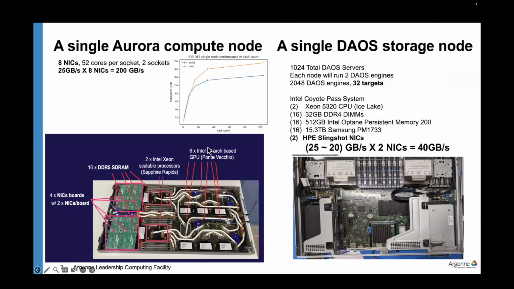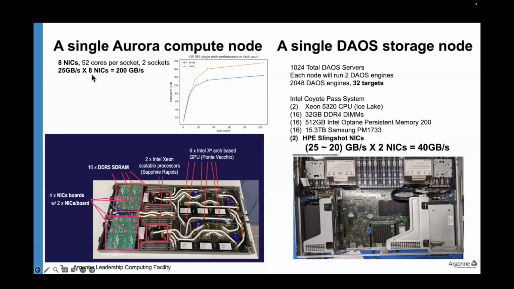So here I'm showing one single Aurora compute node and one single DAOS storage node. On a compute node, you can see that there are 8 NICs. Each NIC board has 2 NICs, so totally 8 NICs here. And on a single DAOS node, you have 2 NICs. So it is important to use all the NIC bindings efficiently. I'll cover that in the next slide.